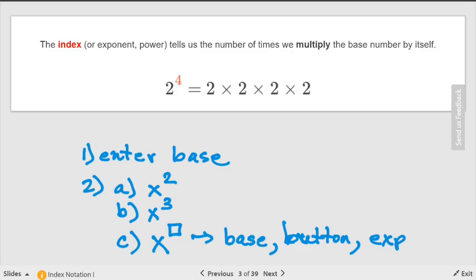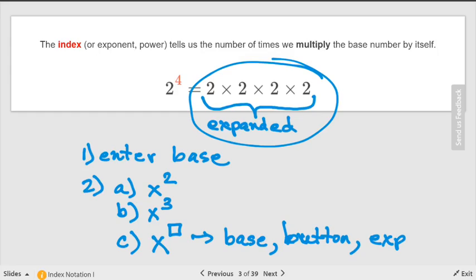I want to point out something to you. This is also known as expanded. Have you ever heard that word before? Expand. It means to stretch something out. So that's the expanded form. And you need to understand that. So you need to understand if they ask you to expand it, that's what they mean to do.